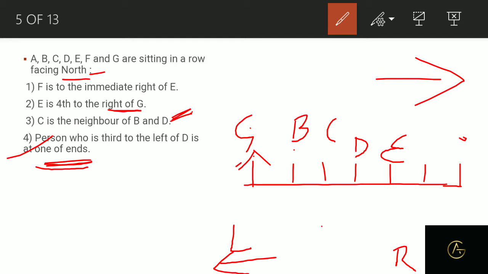Only two persons left. First point says F is to the immediate right of E. Immediate right of E is here. F will sit here. What is left? Only A left. Done.